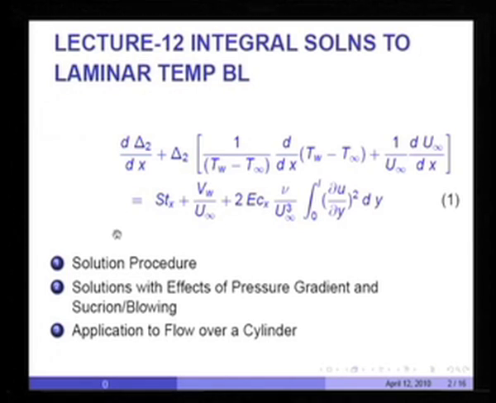Our purpose here is to understand how the solution procedure is conducted. Then we will look at solutions with effects of pressure gradient and suction and blowing with an application to flow over a cylinder. Presently, the effect of wall temperature variation will not be taken, nor will the effect of dissipation be considered.